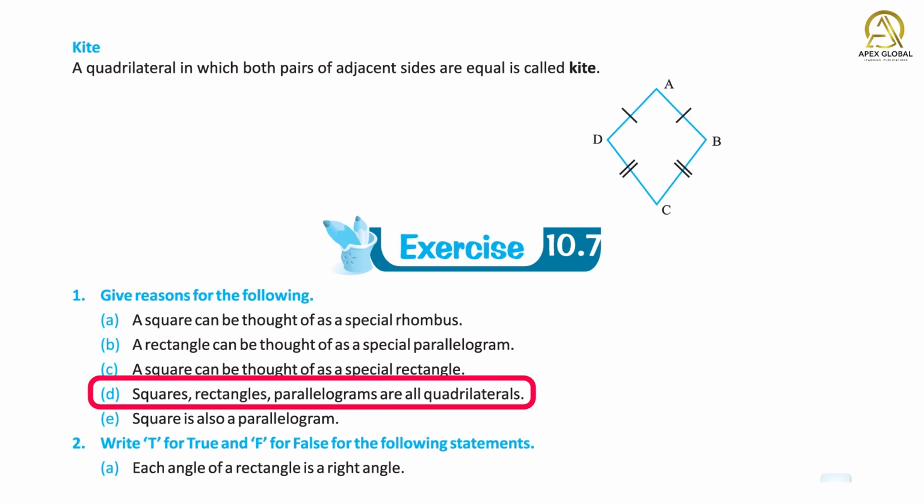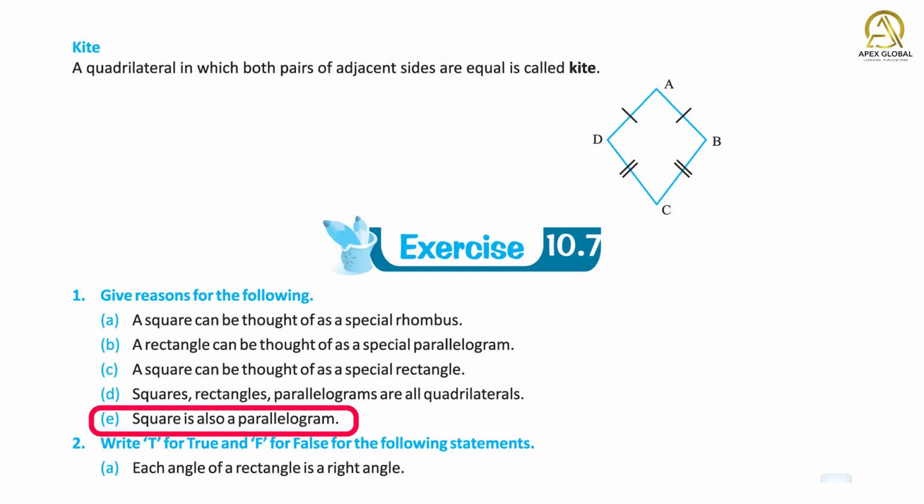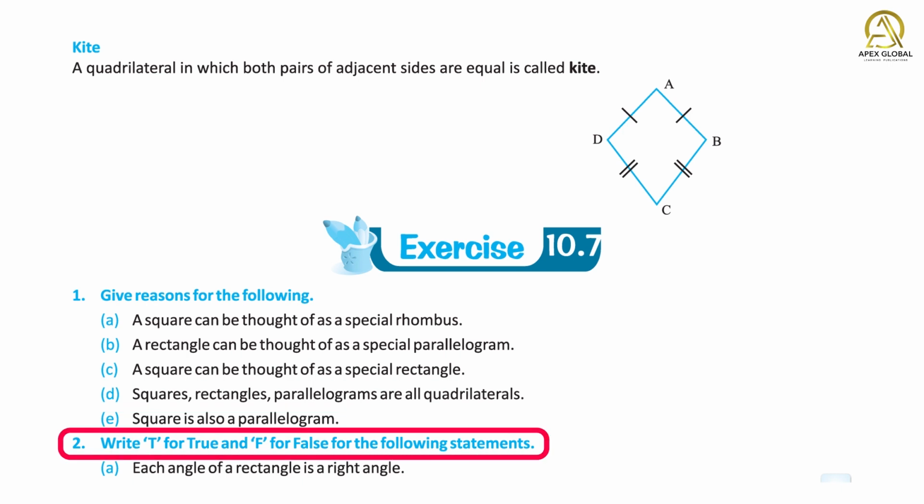D. Squares, rectangles, parallelograms are all quadrilaterals. Solution. Because these all have four sides. E. Square is also a parallelogram. Solution. Because it has two pairs of parallel sides. Question 2. Write T for true and F for false for the following statements.